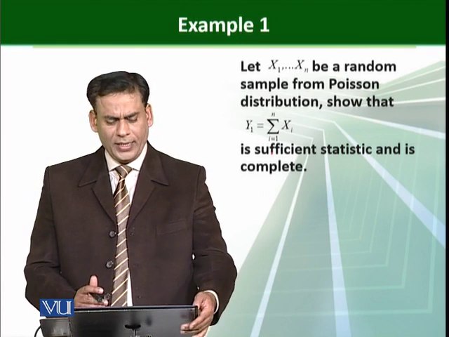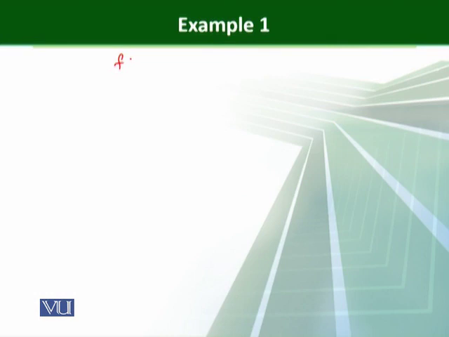So how do we proceed? We have already learned how to show that it is complete. We know the PDF of the Poisson distribution is theta raised to power x, e raised to power minus theta, over x factorial, for x from 0, 1 and so on, and we know that theta is greater than 0.